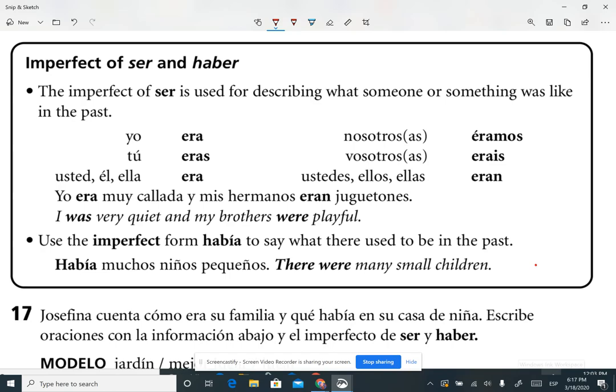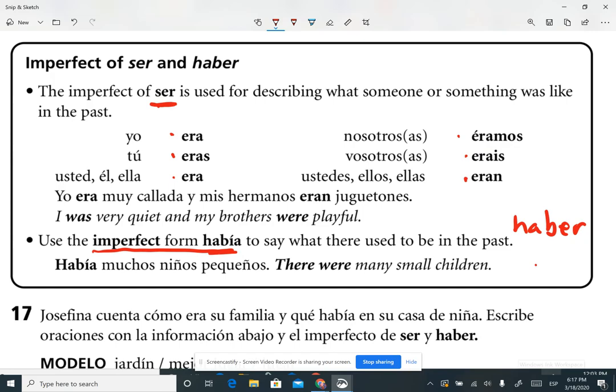So basically, what we're doing here is we have this verb ser and we have this other verb. The root form is haber, and in the imperfect tense, this verb is había. And in the imperfect tense for ser, it is these right here: era, eras, era, éramos, erais, and eran.